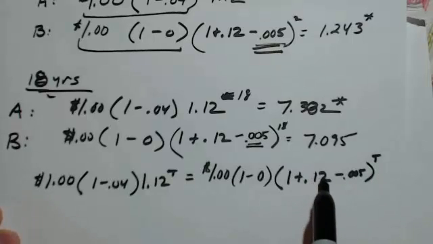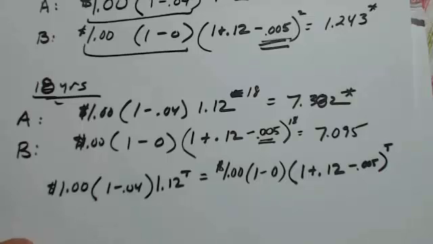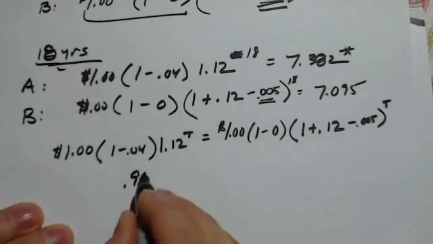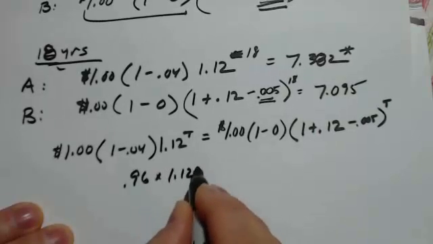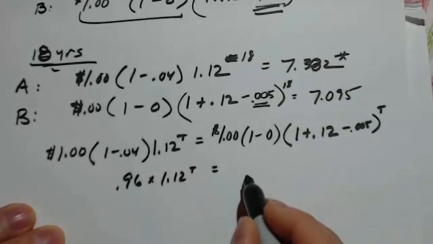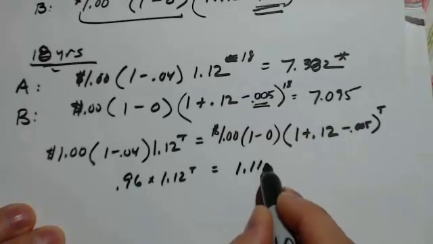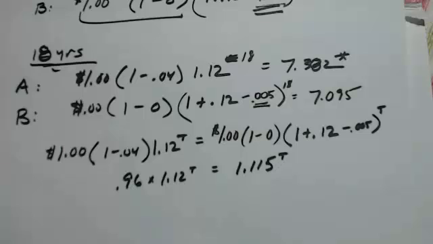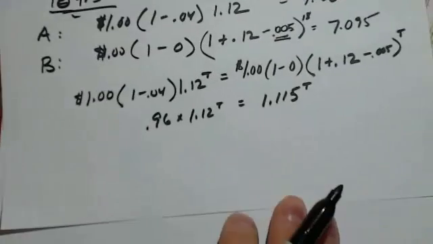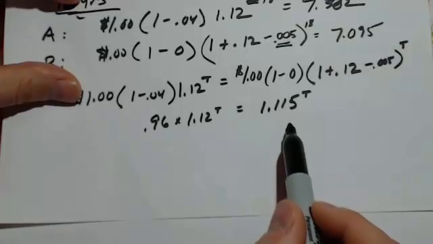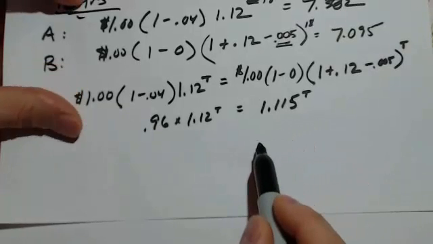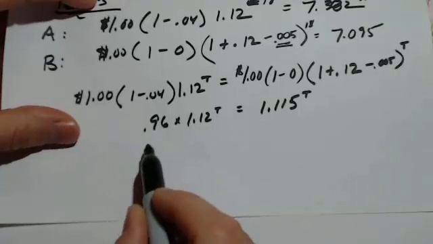Okay, so now this simplifies down to 0.96 times 1.12 to the T power equals 1.115 to the T power. Okay, and you're left with that exponent. That's always hard to solve, right? In algebra, you're not used to solving for exponents, but we can get around that pretty easily. Remember, when you have exponents, you want to get rid of the exponents and solve for it. You probably want to take natural logs.